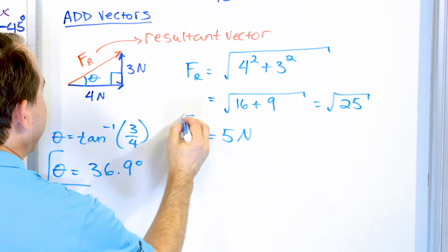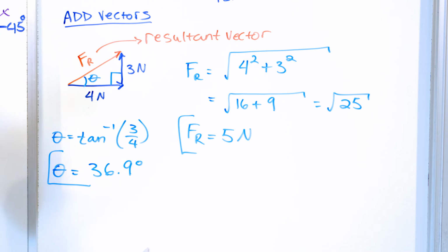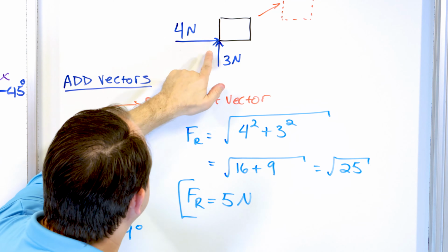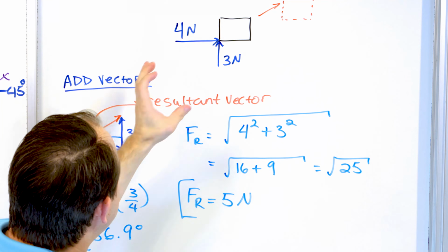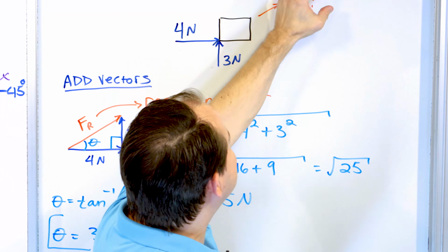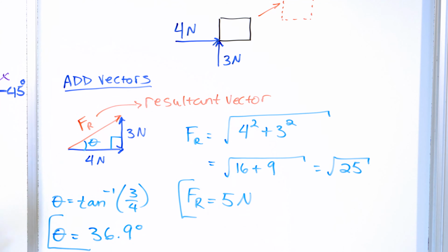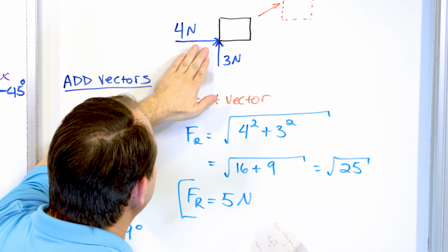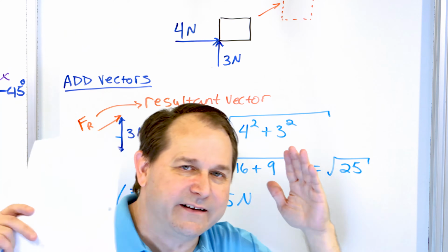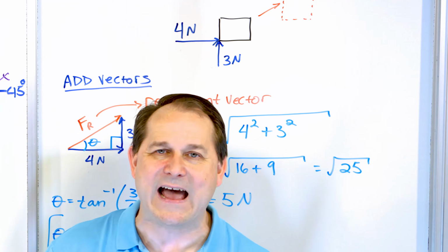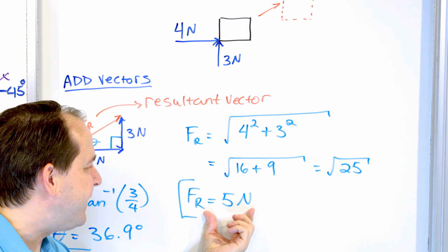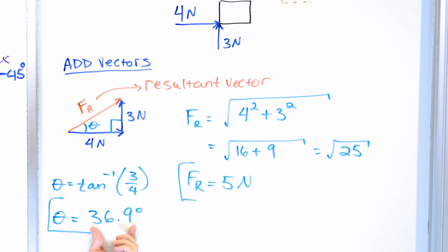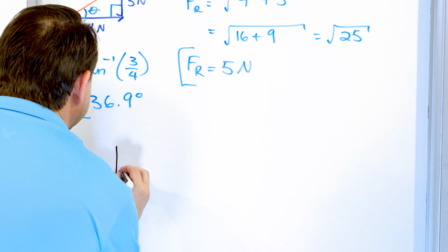So what we are saying is that if I take a block and I apply 2 different forces, one at 3 newtons going up, one at 4 newtons going to the right, then we know that this block is going to move obliquely, right? And what we're saying is that that situation with 2 forces acting is exactly equivalent to a different situation where a single force of 5 newtons acts at an angle of 36.9 degrees.